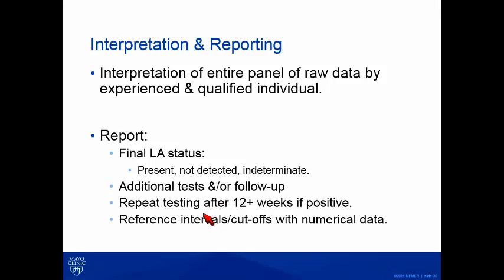So when it comes to interpretation and reporting, the entire panel of raw data should be interpreted by an experienced and qualified individual. That final report should indicate a summary of the lupus anticoagulant status, whether it's present, not detected, or indeterminate. Recommend any additional tests or follow-up. If the test is positive, recommend repeat testing after 12 weeks. And then include the reference intervals and cutoffs with that numerical data.